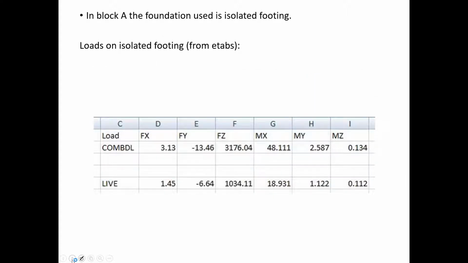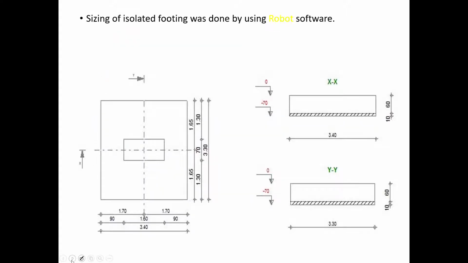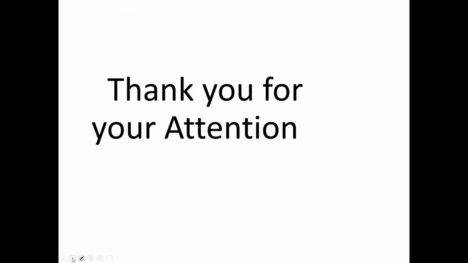Okay, and so on. For block A, we are not going to use actually raft because it's a steel structure and we don't have so much floor in block A, so isolated footing will be enough for us. Okay, so we used Etabs to take the loads, and we use Robot actually to size the isolated footing. Okay, and this is all for the analysis now.